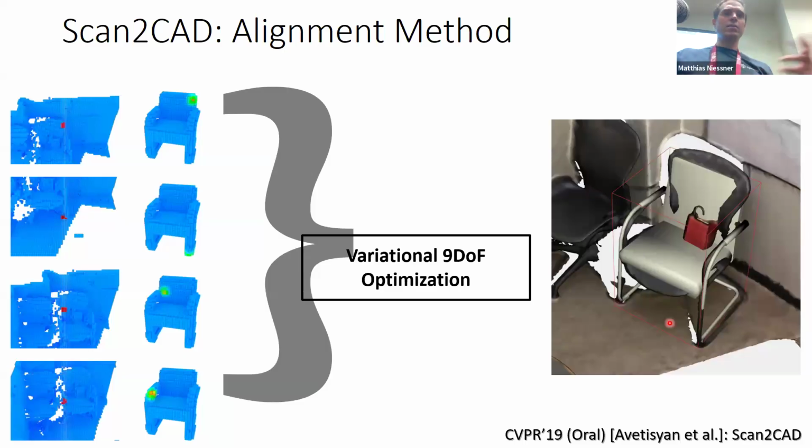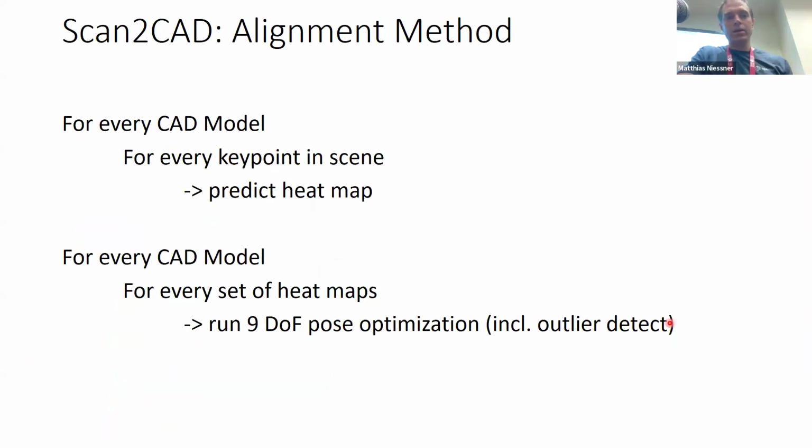If you take the algorithm as a whole, what happens here is for every CAD model that you have, for every key point in the scene, you predict this heat map. So you run this network for every key point, for every CAD model. And then for every CAD model, for every heat map, you run this optimization afterwards. So this is very easy to train. It is unfortunately a little bit annoying to run because you have to go through the entire database. So it's a bit slow, but it works very, very well. And this was the first attempt to do this kind of scan to CAD alignment with a neural network.